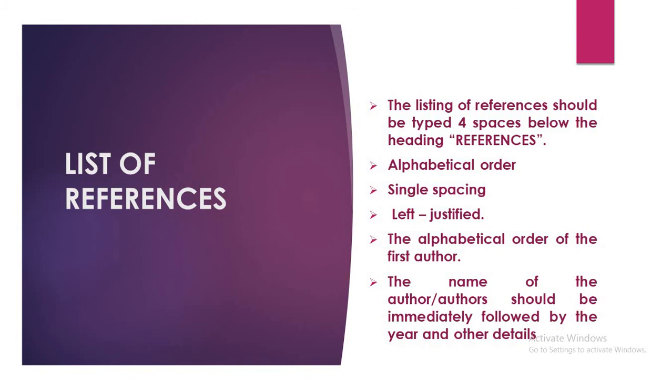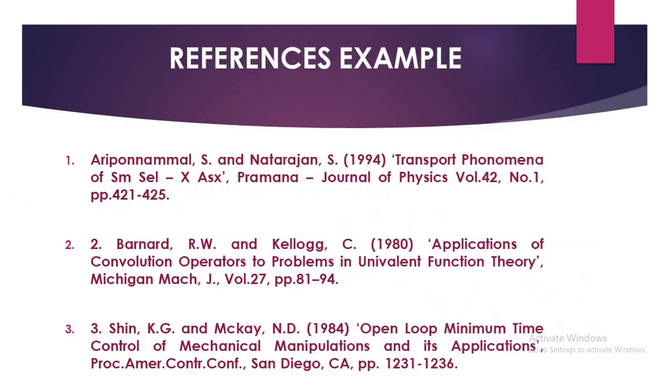Writing references is very, very important. You should strictly follow the things given in the format, because this may make you a perfect person in writing your thesis in your PG and also while doing your PhD. It will be very helpful for you. So the listing of references should be typed 4 spaces below the heading references. It should be in alphabetical order, single spacing, left justified. The alphabetical order of the first author has to be taken into account. The name of the author or authors should be immediately followed by the year and other details.